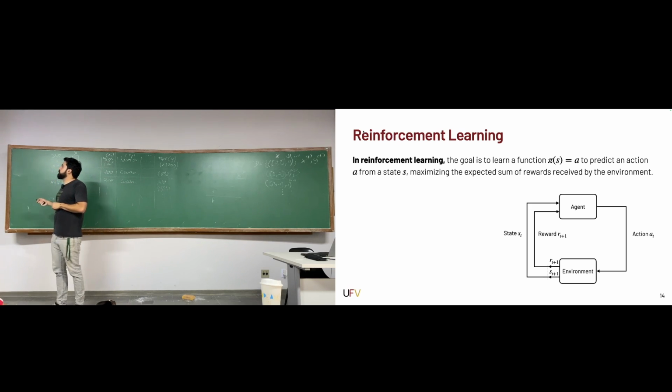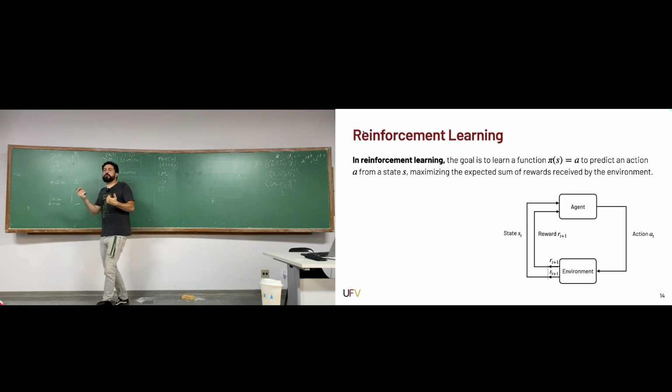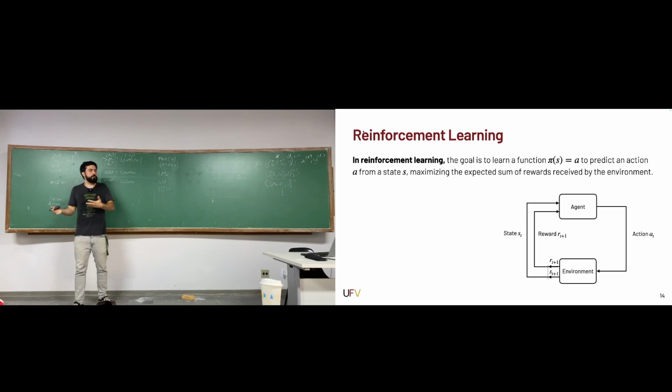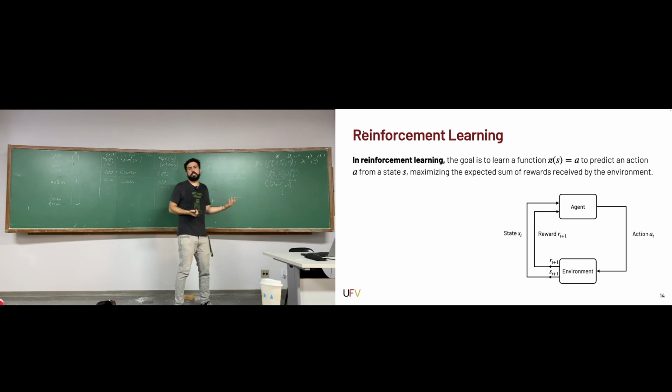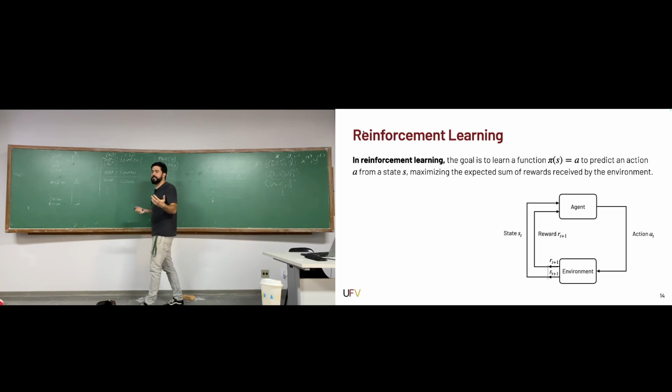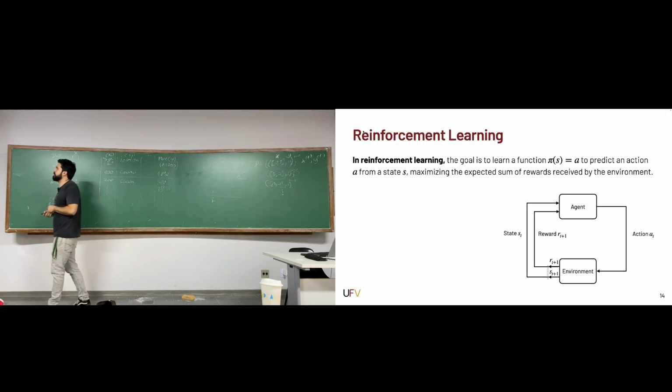But as an agent, as you interact with the environment, you get these rewards. So you should learn that you're doing well if you're getting good rewards. If you're receiving bad rewards, you are probably doing badly. So you should learn throughout this interaction.